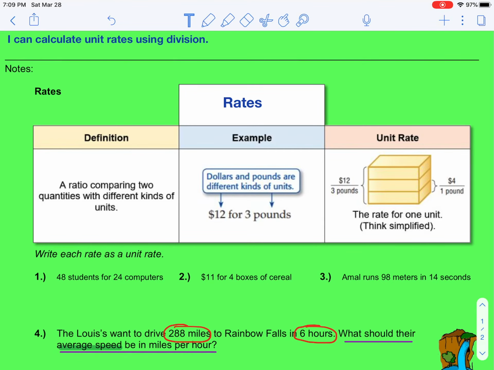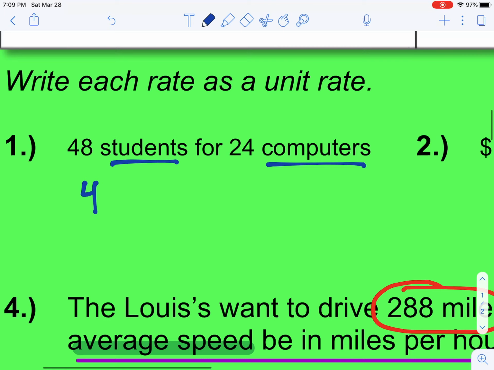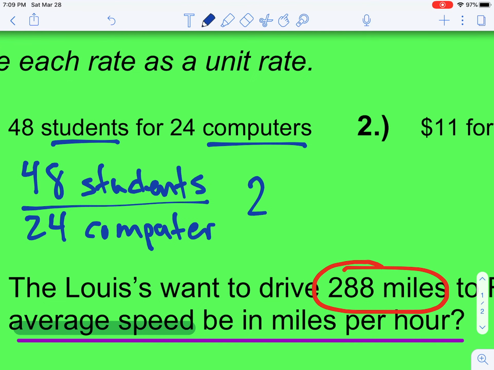So let's take a look at our 4 examples. So we're going to find each rate as a unit rate. Number 1, we have 48 students for 24 computers. So I'm comparing students with computers. So that's going to be my ratio. So I'm going to have 48 students for 24 computers. So I'm going to divide 48 and 24. 48 divided by 24 is 2. And then labels are really important. It's 2 students per computer.